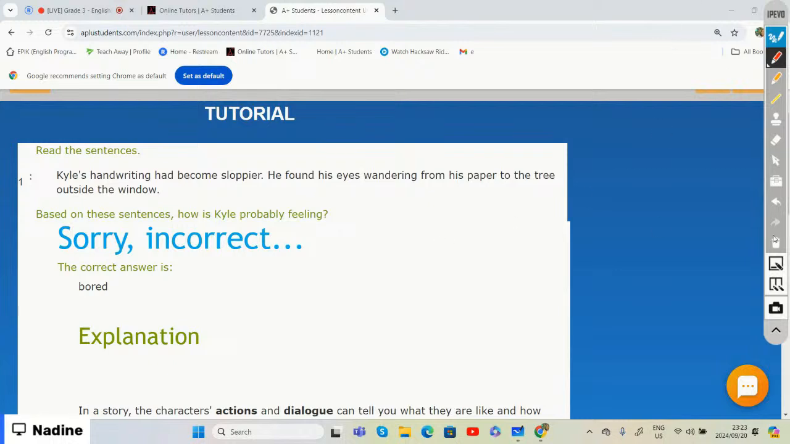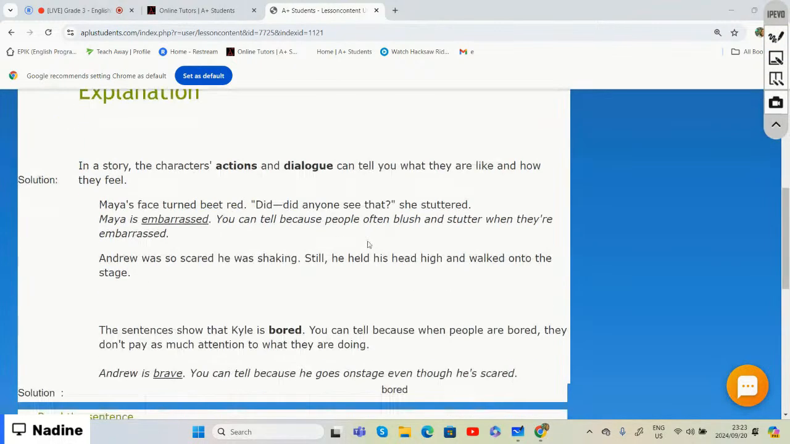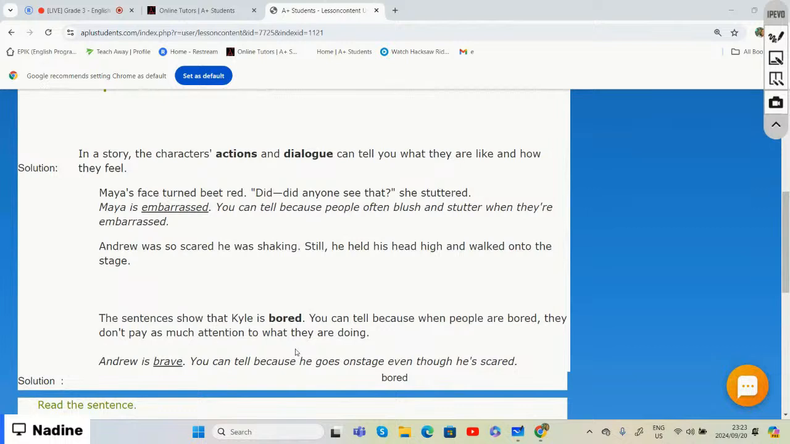All right. So here it says that with Kyle's handwriting being sloppier, we can say that Kyle is bored because now he's not paying attention. He's not listening to what the teacher is saying, right? His attention is elsewhere. His attention is outside. Maybe he's thinking of playing football with the others. Maybe he's thinking of whatever activities that he's going to do, right? But he is just not listening in class, because he is bored.